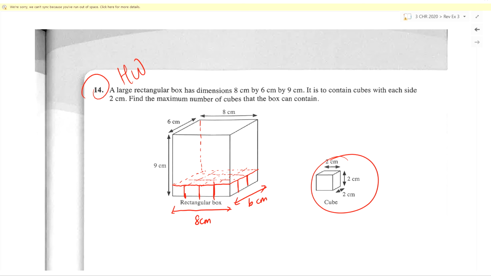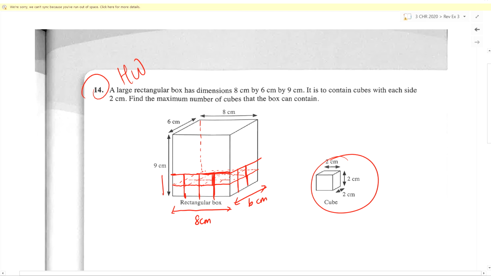Can I only fit one layer or can I go another layer? I can go another layer. Let's go another layer. There'll be another 2 cm. I'm too lazy to draw everything, so I only draw the front. So the second layer, how many cubes are there in the second layer? Also 12. First layer 12, second layer 12.